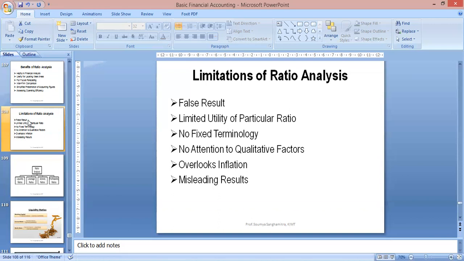It also overlooks inflation. Since ratio analysis does not pay attention to change in price level, the temporal comparison does not serve much purpose. For example, cost of production of 2 years may not be meaningfully compared if there have been big changes in figures due to change in price level. Inflation or deflation also affects revenues and profits of the business.